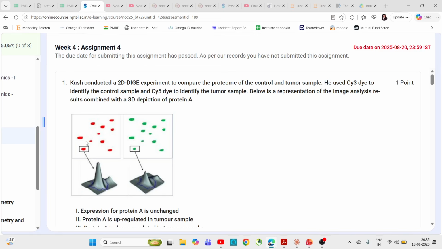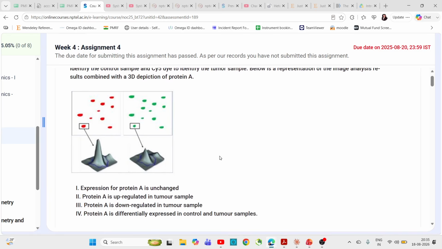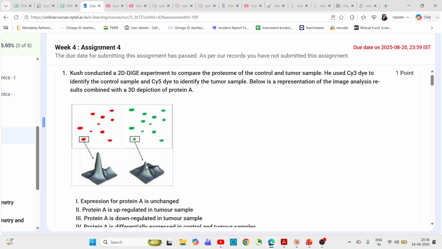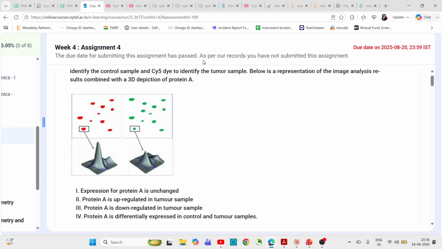So you need to analyze these two graphs basically. This is specific to a protein A, and while doing the analysis, they found that with Psi3 it was something like this, and in the Psi5 sample, it looks like this. If you see, Psi3 dye was used to identify the control sample, and Psi5 was for the tumor sample. Below is the representation of that specific protein.